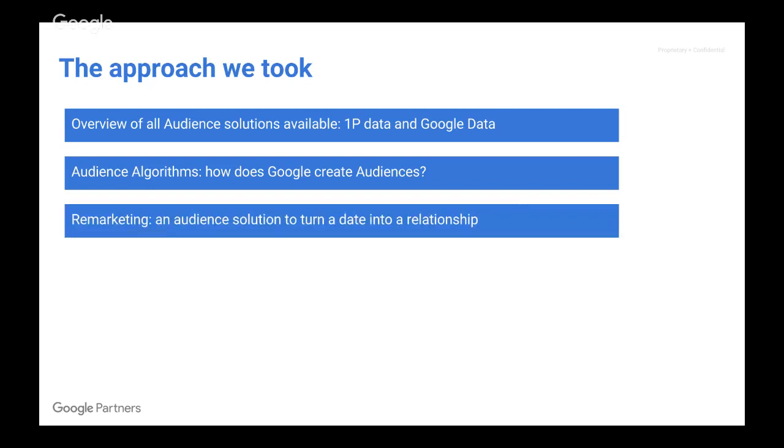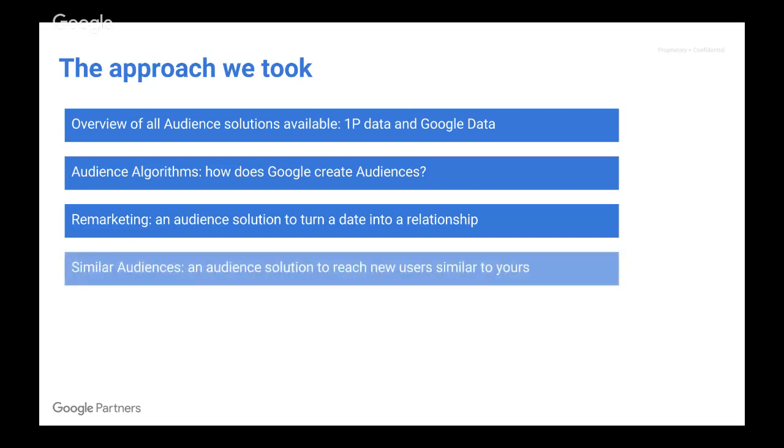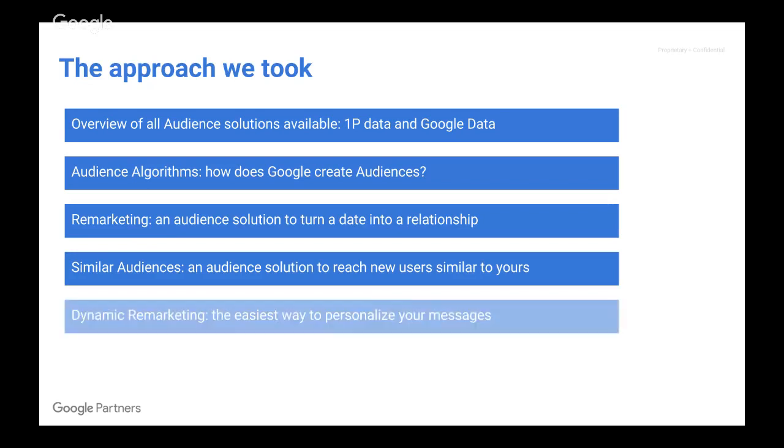Last session, we covered remarketing, which is one of our audience solutions to turn a date into a relationship. It uses your own first-party data to remarket to users that have already been on your website. We also covered similar audiences, which is a way to use Google data starting from your remarketing list, but to acquire new users similar to yours.